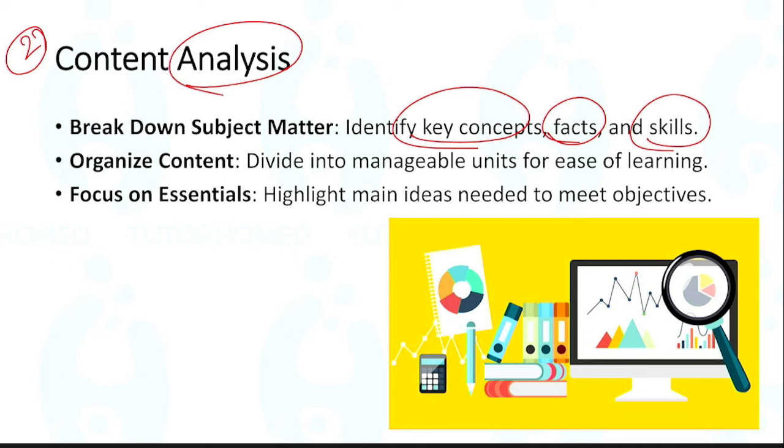For example, in the respiratory system, the student has to learn the skill of auscultation, right? Auscultation is a skill that the student has to learn by the end of studying the respiratory system. So the teacher will understand the key concepts, meaning what the student has to understand about the respiratory system. What are the facts? They have to know the process of respiration, the types of respiration, and the muscles involved in respiration. All those things come under the facts.